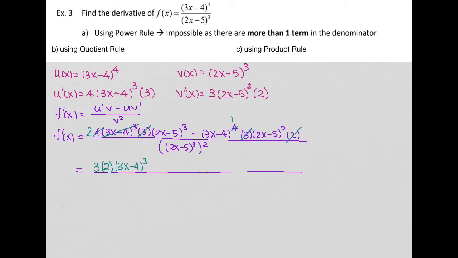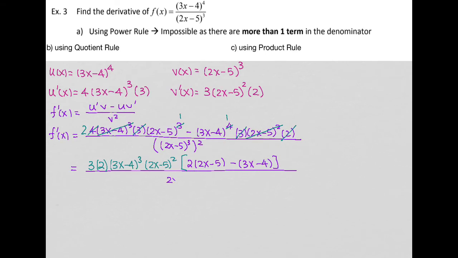And they have 2x minus 5 in common. There are 3 of them here, there are 2 of them here, so we can factor out 2 of them. So this is out, this becomes 1 left. So what's left? We write down (2x minus 5) minus (3x minus 4), close bracket, over (2x minus 5) to the exponent 6.